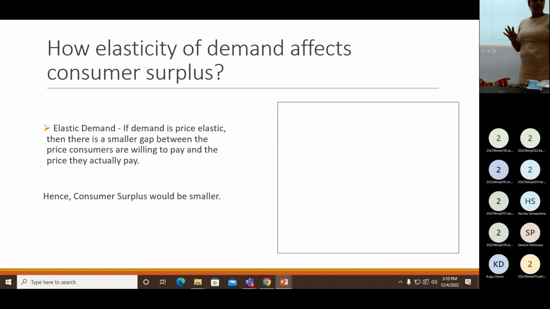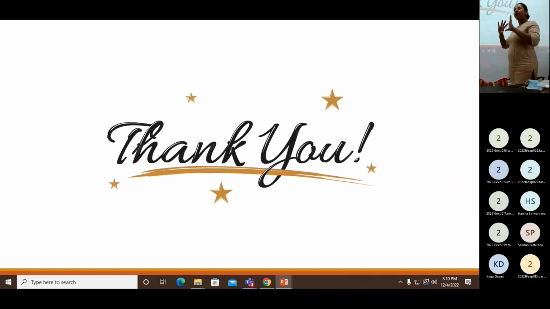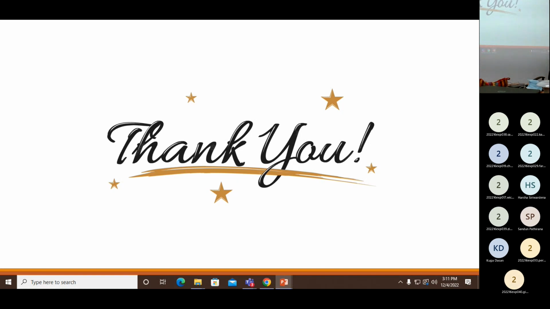So we covered all the important concepts relating to elasticity today, right? We learned what is elasticity, the importance of elasticity, the types of elasticity, how to calculate elasticities, and also how these consumer surplus, producer surplus things differ based on the elasticity. Is that clear? Do you have any questions?